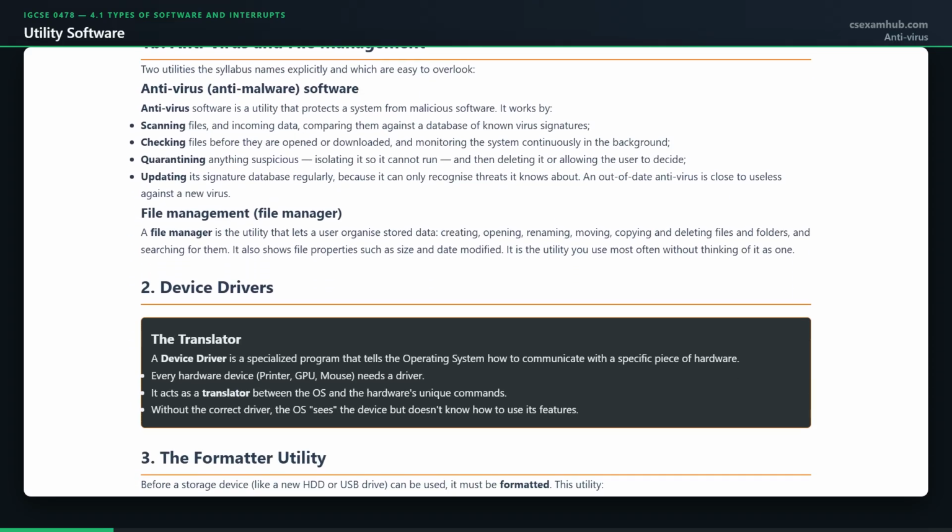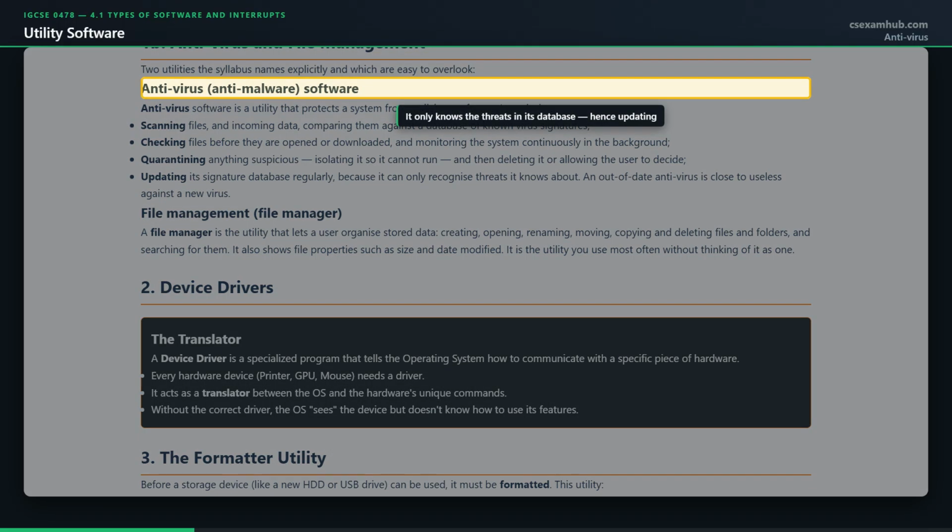Antivirus software, sometimes called anti-malware, protects the system from malicious programs, and the syllabus wants the process rather than the idea. It scans files and incoming data, comparing them against a database of known virus signatures, a signature being a recognizable pattern within a known piece of malware. It checks files before they are opened or downloaded and monitors the system continuously in the background, rather than only when you ask. When it finds something suspicious, it quarantines it, meaning it isolates the file so that it cannot run, and then either deletes it or lets the user decide, and it updates its signature database regularly.